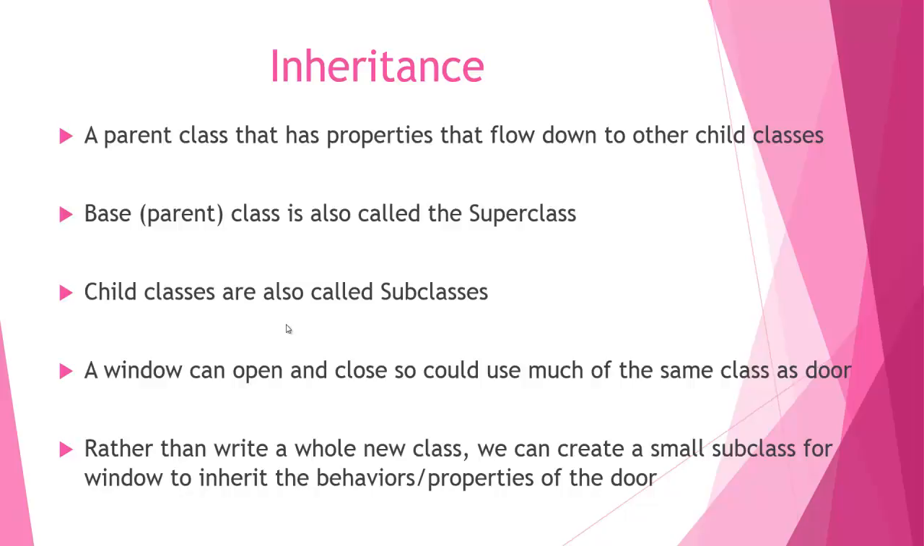So, like, I've got this class for a door that has open, close, lock, and unlock. But there are other things that I could use that on. I don't have to just use it on a door. I could use that on a window, because a window can open and close and have some of the same characteristics: height, width, color, that kind of stuff.